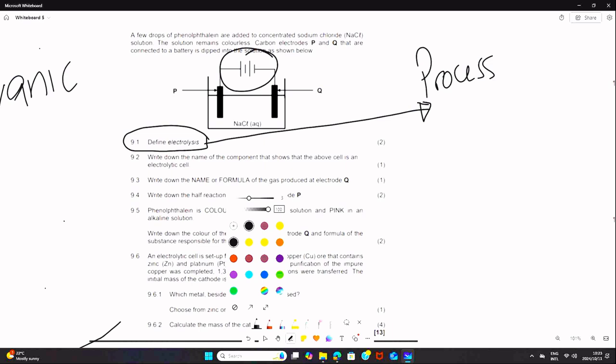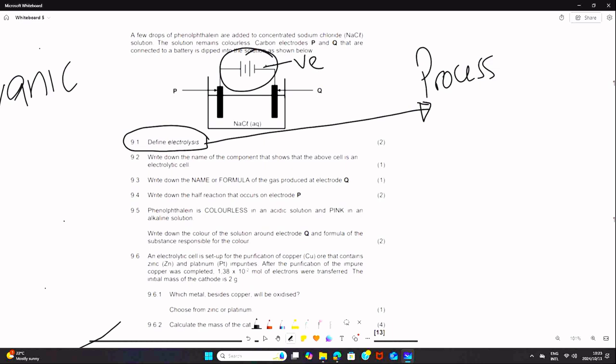A few drops of phenolphthalein are added to concentrated sodium chloride solution. The solution remains colorless. Carbon electrodes P and Q that are connected to a battery are dipped into the solution as shown below. Now you know that this is what you're supposed to be doing when you get into the exam. You know that the shorter line represents the negative terminal. So we know that this side is negative.